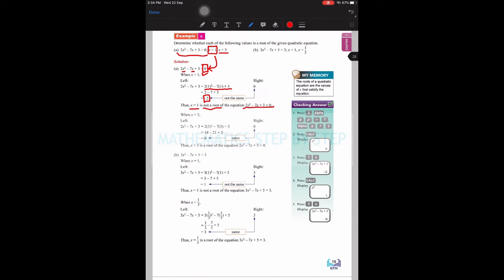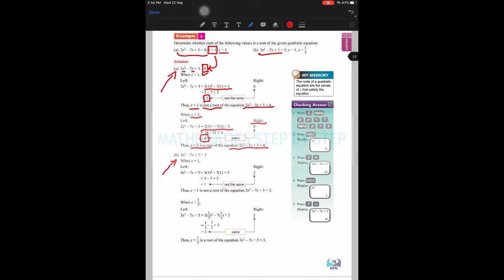Now let us check for the case of x equals to 3. We will substitute it into this equation also. So 2 times 3 squared minus 7 times 3 plus 3 is equals to 0. So it is the same as the right hand side. So x equals to 3 is a root of this equation, 2x squared minus 7x plus 3 equals to 0, okay?